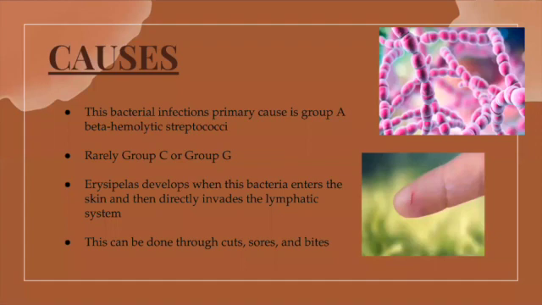Causes. This bacterial infection's primary cause is group A beta hemolytic streptococci. It's rarely ever group C or group G, however, these are some exceptions. Erysipelas develops when this bacteria enters the skin and then directly invades the lymphatic system. This can be done through cuts, sores, or even bites.